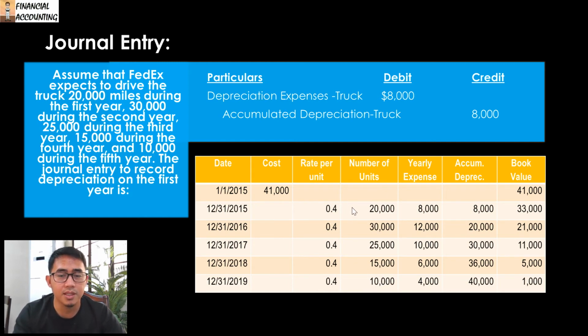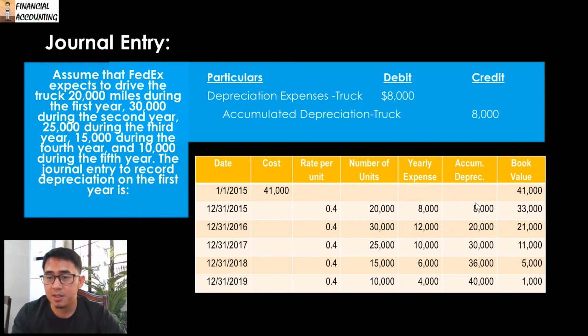So we have computed a while ago that each mile traveled by the truck, you will assign $0.40 as depreciation. So 0.4 multiplied by the number of units. These are the yearly expenses. Again, we have computed 8,000 for the first year, and it's a coincidence that our amount is the same as the straight line method. Okay, so these are the figures.